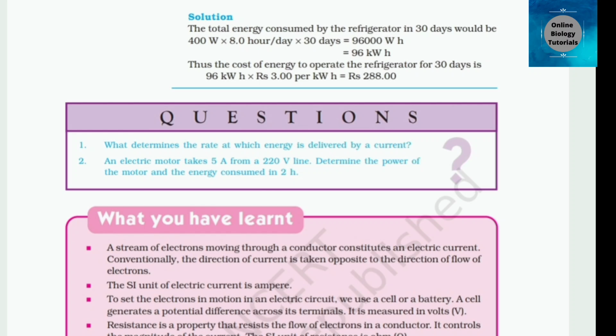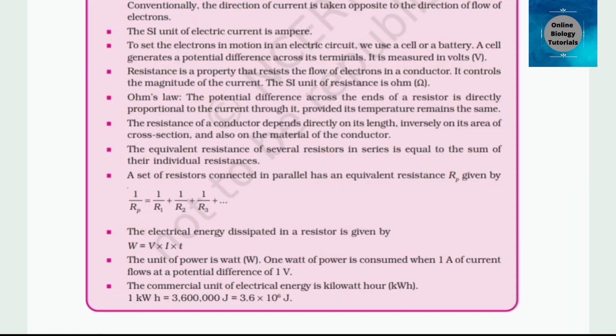What you have learned. A stream of electrons moving through a conductor constitutes an electric current. Conventionally, the direction of current is taken opposite to the direction of flow of electrons. The SI unit of electric current is ampere. To set the electrons in motion in an electric circuit, we use a cell or a battery. A cell generates a potential difference across its terminals. It is measured in volts, V.